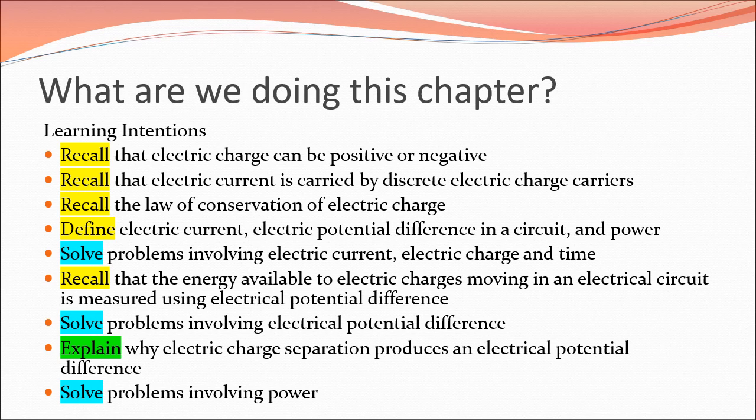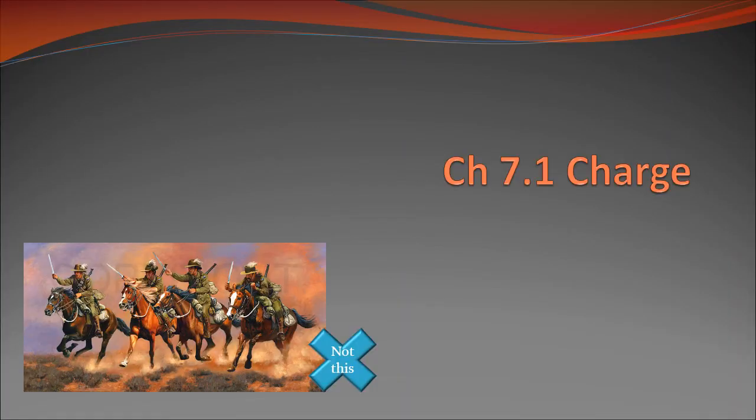Then we're going to look at solving some problems about electric potential difference, explaining why charge separation produces electric potential difference, and then solve some problems involving electrical power. So on to chapter 7.1, looking at electrical charge, not the charge of the light brigade.